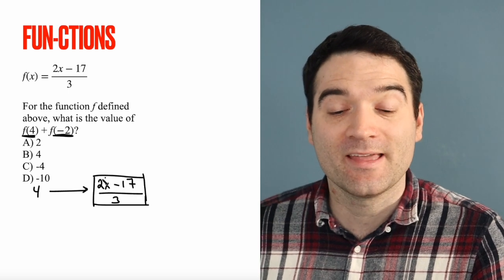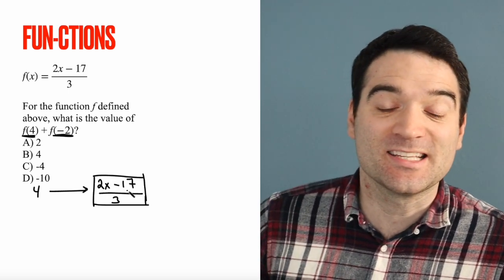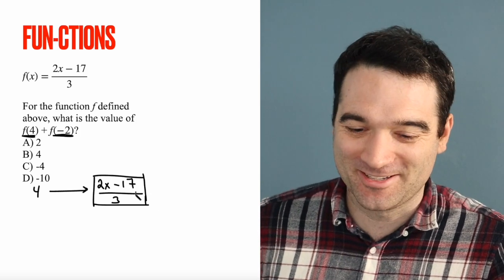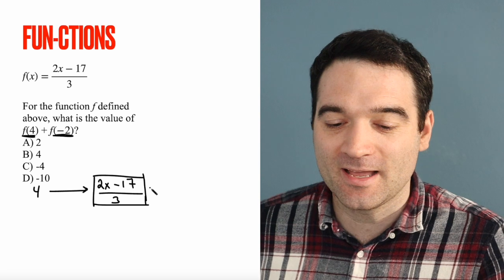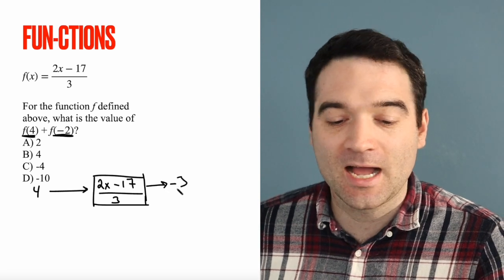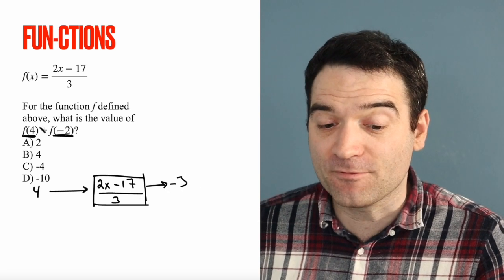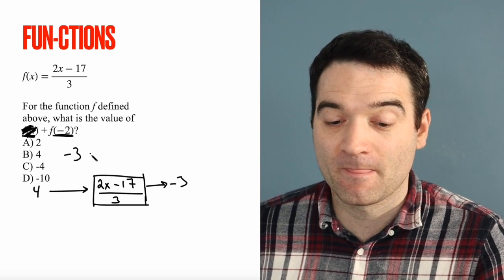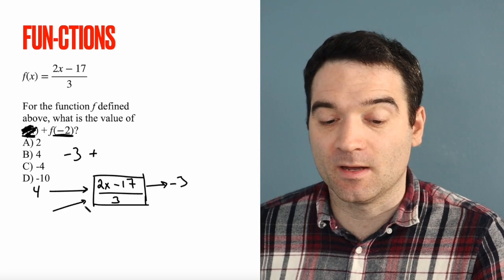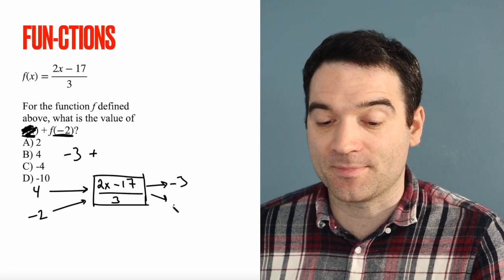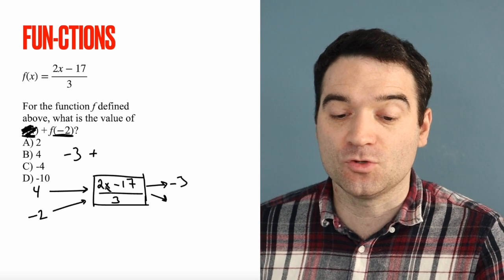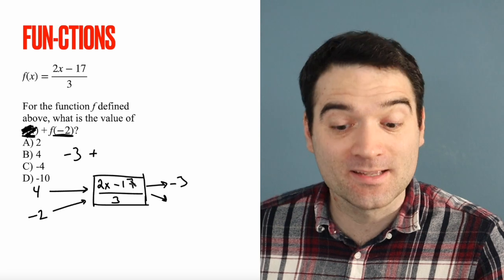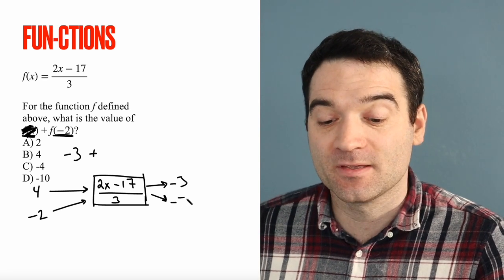Well, I get 2 times 4, that's 8, minus 17, which is 8 minus 17, there we go. Negative 9, took me a second there, divided by 3, out comes negative 3. I put in a 4, I got out a negative 3. So f of 4, I'll just cross that out and say that is negative 3, right? Plus f of negative 2. Well, let's plug a negative 2 in the machine and see what happens. When I plug a negative 2 in, it's 2 times negative 2, that's negative 4, minus 17, negative 21, divided by 3, well, that's negative 7.